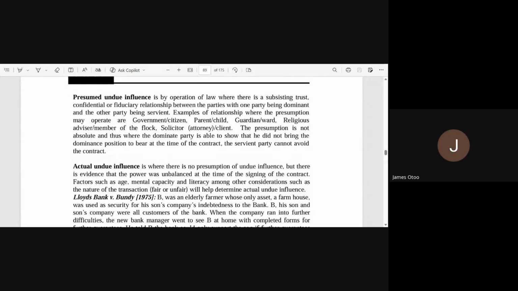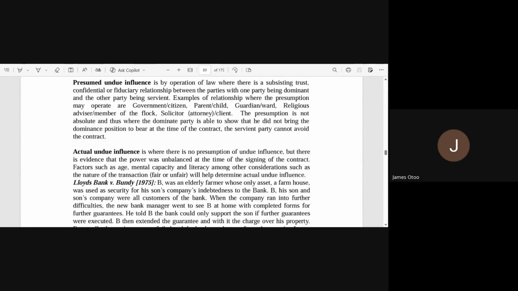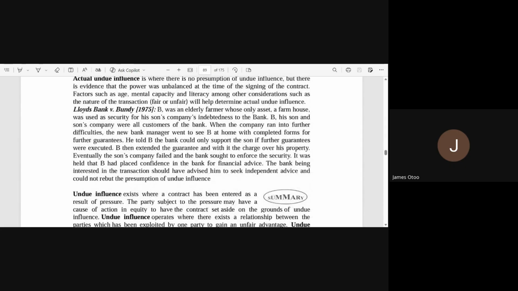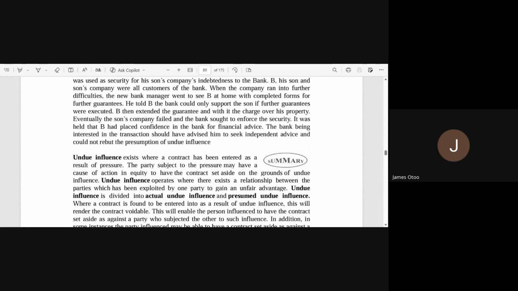So you also have actual undue influence. There's no presumption of undue influence, but the evidence is clear. You are signing a contract with someone who has a mental problem or someone who is of age. You know that of the two of you, someone is inducing his friend.